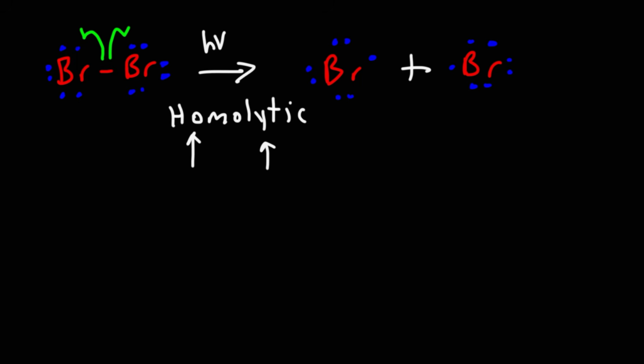So we're breaking the bond evenly, and those two electrons are being shared equally, or taken equally, among those two atoms. Now let's look at a heterolytic bond cleavage.